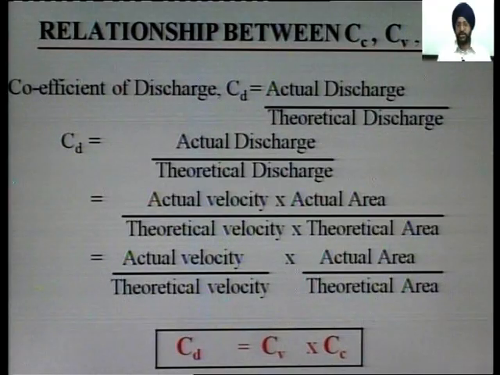So, we get a relationship between these three coefficients. This CD, coefficient of discharge, is equal to CV multiplied by CC. This is the final expression for the relationship between these three constants.